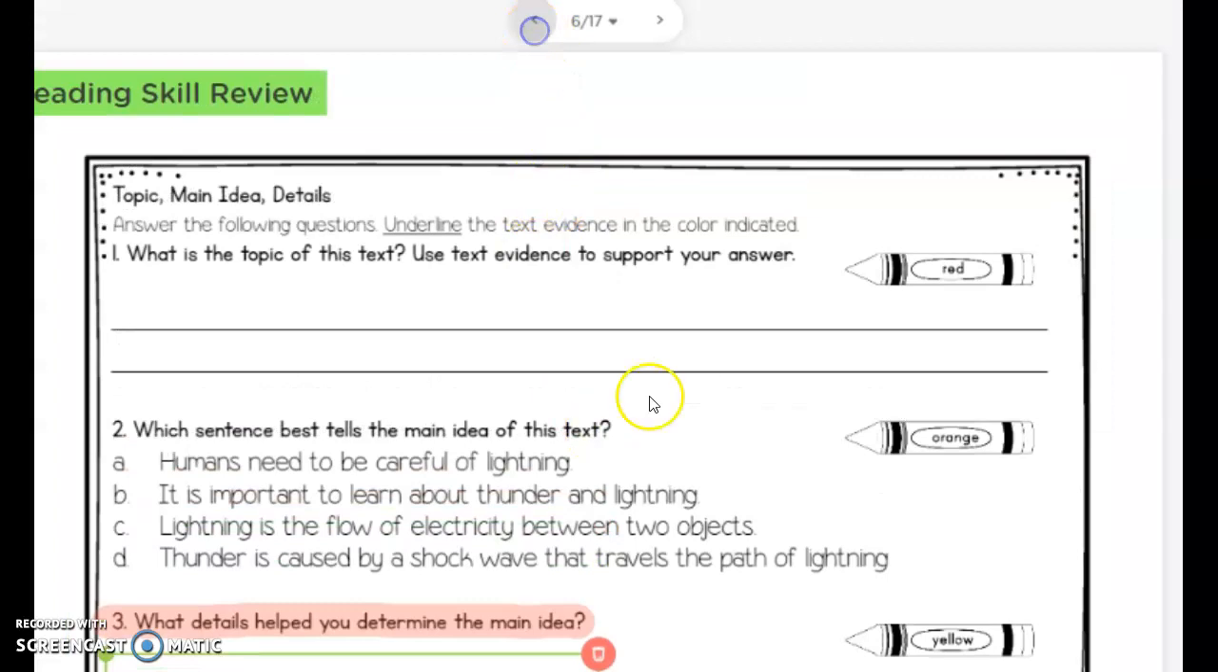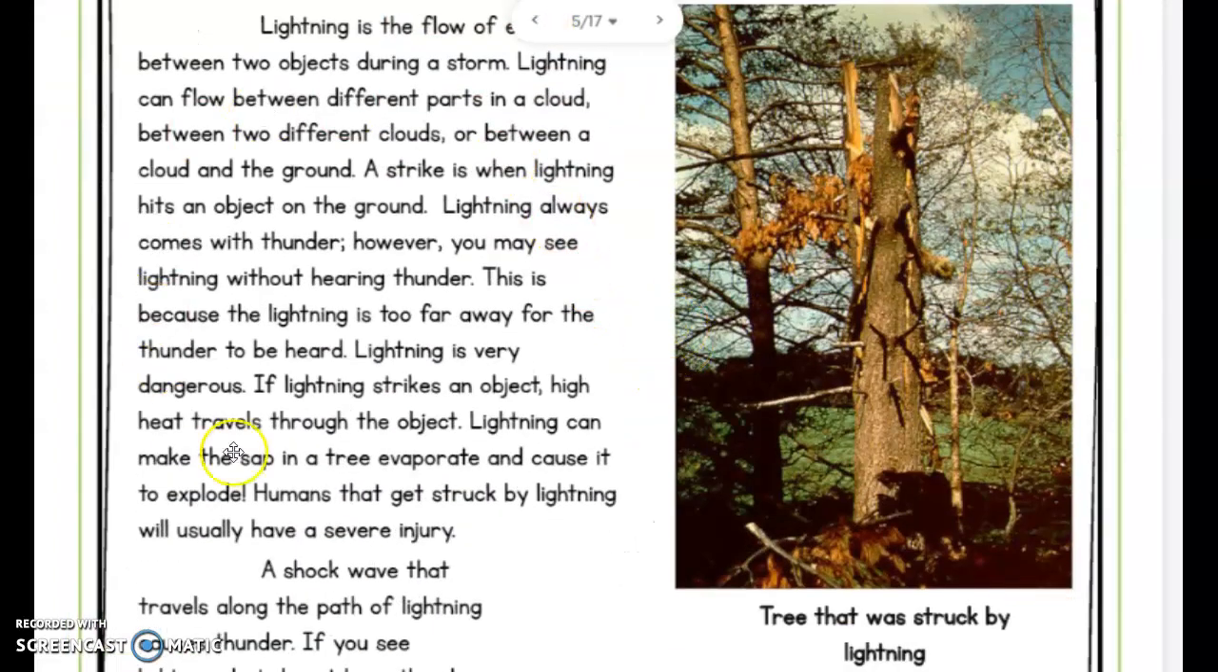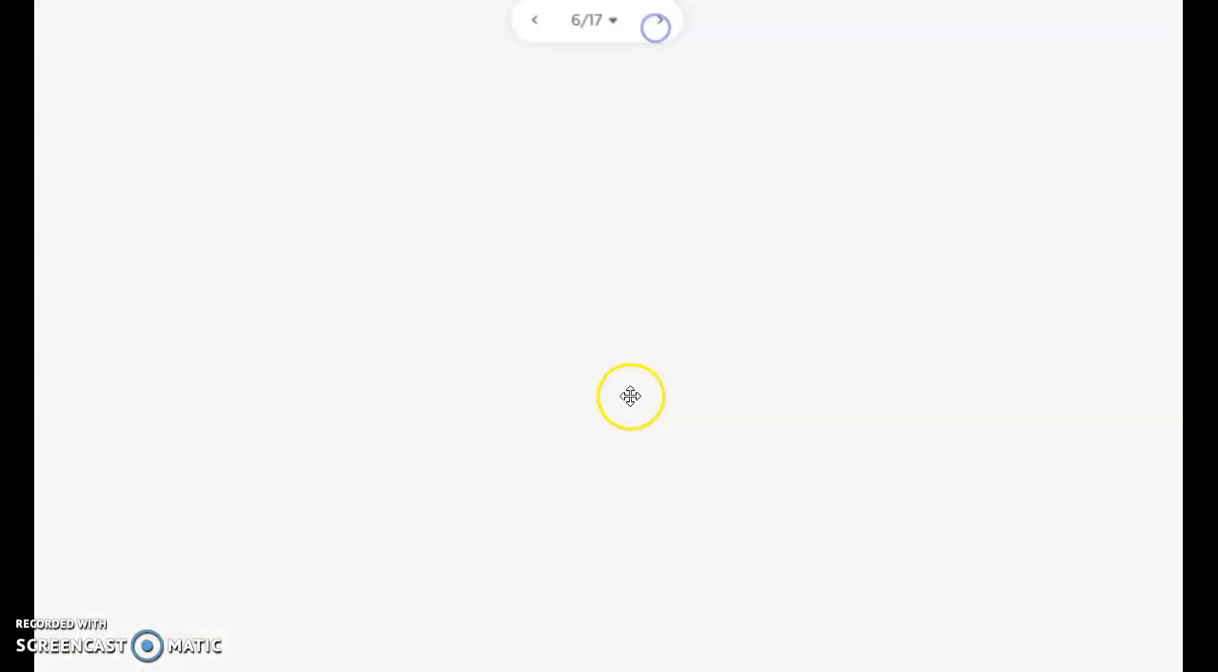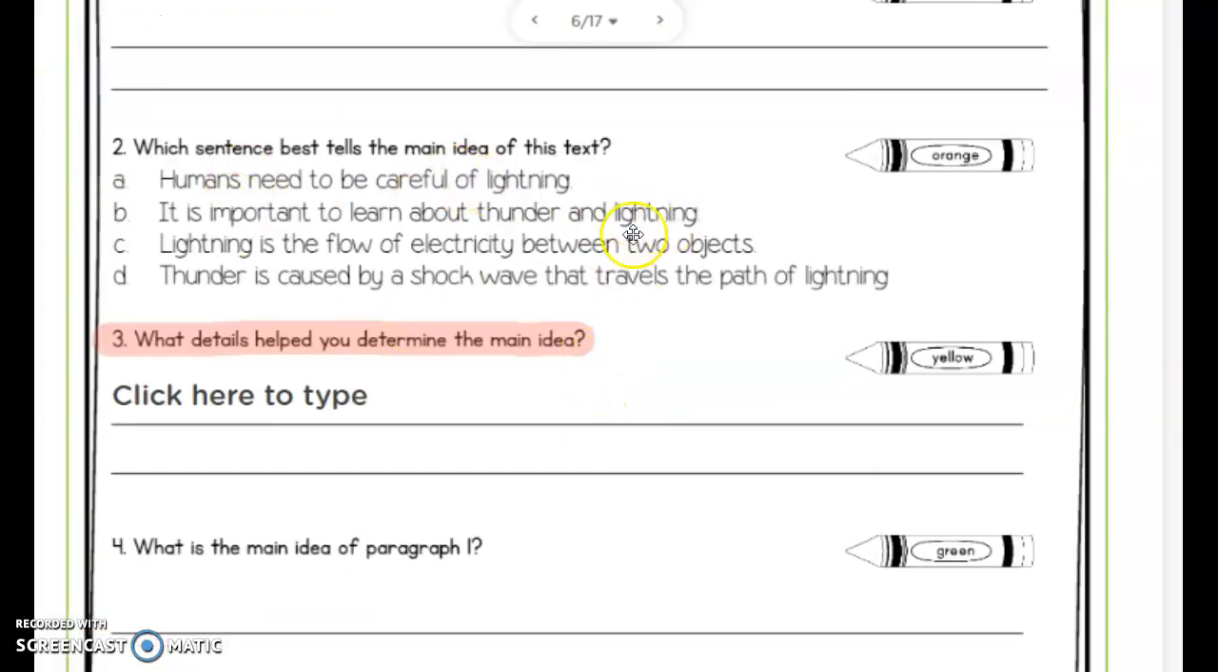When you're looking for details or facts, you need to go back into the sentence and find evidence. So maybe lightning always comes with thunder. I could highlight that. That would be a fact that would support one of my main ideas.